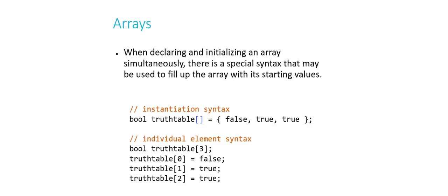Here, it doesn't look like too much has changed, but notice that in between the square brackets this time, I've actually omitted the number. If you're using this very special instantiation syntax to create an array, you actually don't need to indicate the size of the array beforehand. The compiler is smart enough to know that you actually want an array of size 3 because you put 3 elements to the right of the equal sign. If you had put 4, it would have given you a truth table of size 4, and so on and so on.